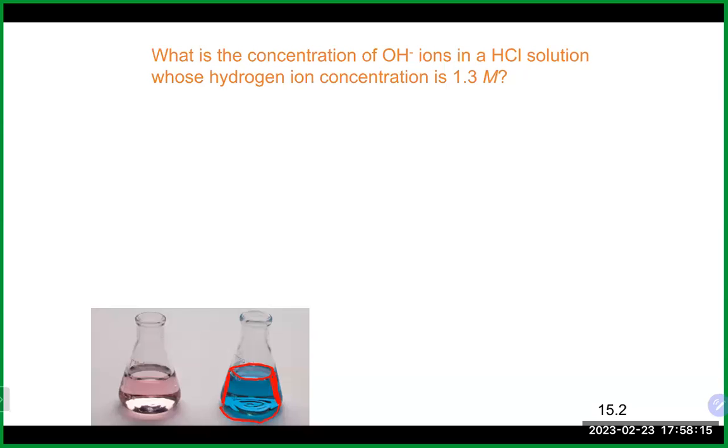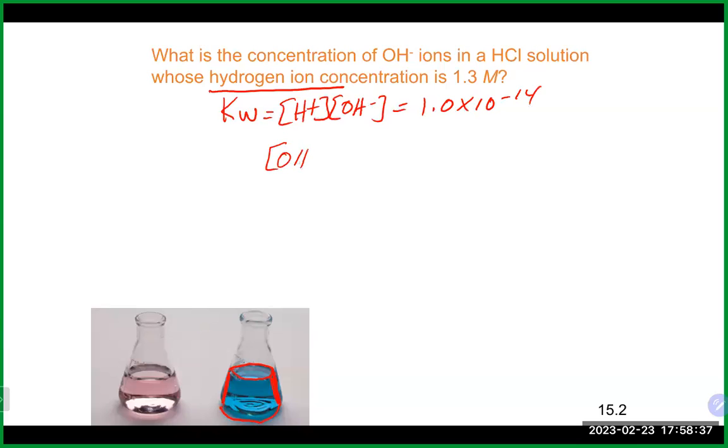All right, let's take a look. So good news on these calculations, pretty much the same calculation. Kw here would equal our H plus concentration times our OH minus concentration, and that would equal our 1 times 10 to the minus 14. In this particular case, it gave us the H plus concentration, which is the hydrogen ion concentration, or again, it could be referred to as the hydronium ion as well.